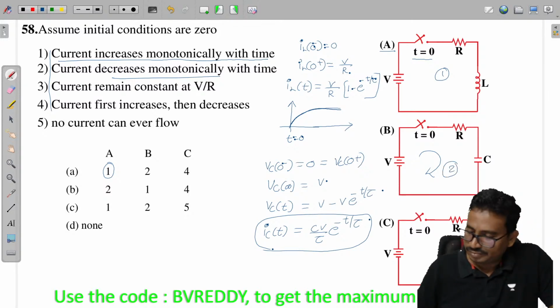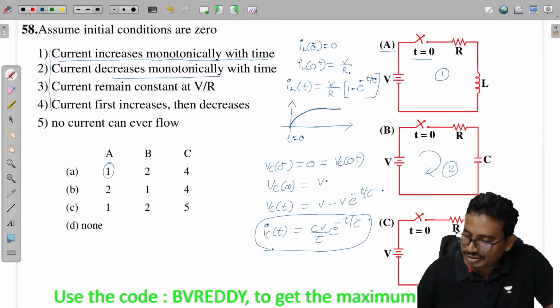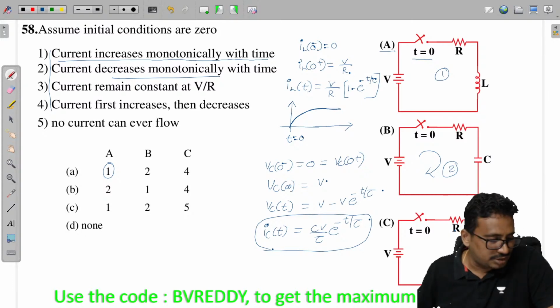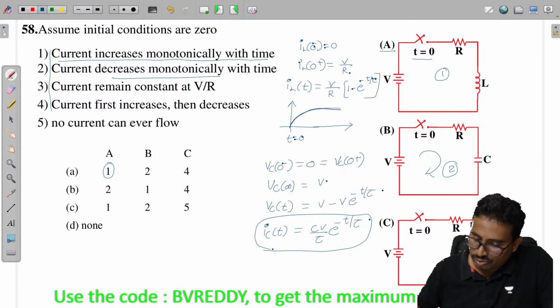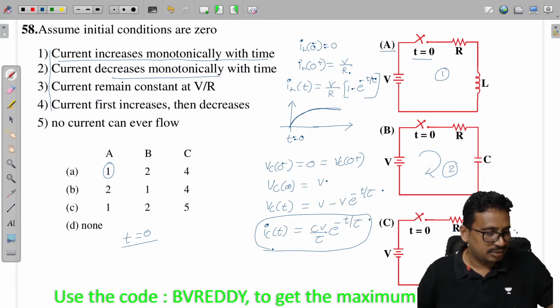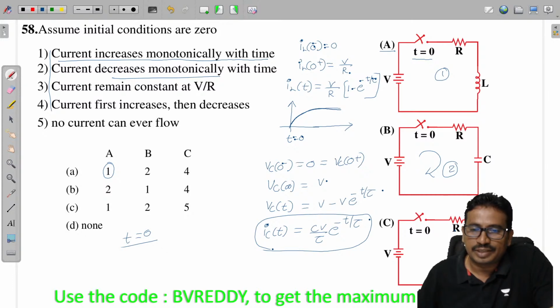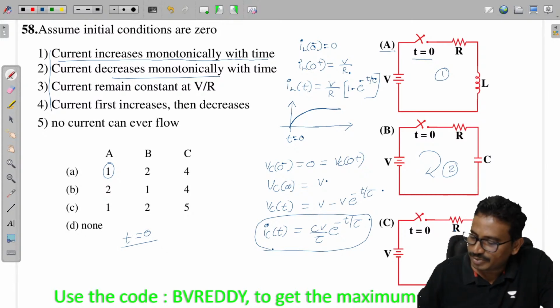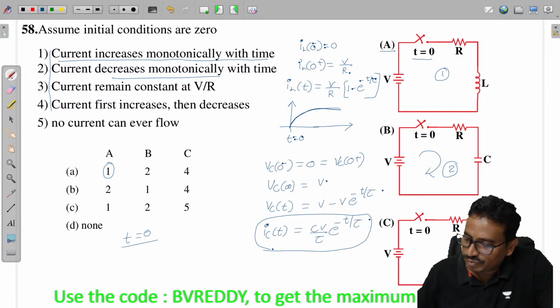Now if you see carefully here, this is a resistor, inductor and capacitor, all three connected in series. At t equal to 0, what happens? Here is the transient state. In the transient state, the inductor will behave like an open circuit, and the capacitor will behave like a short circuit.